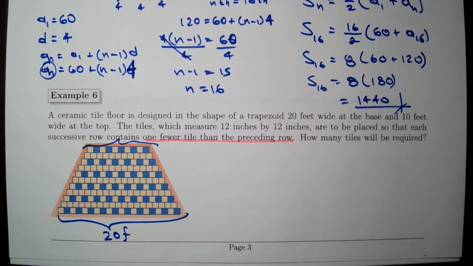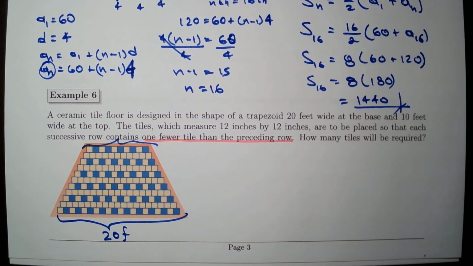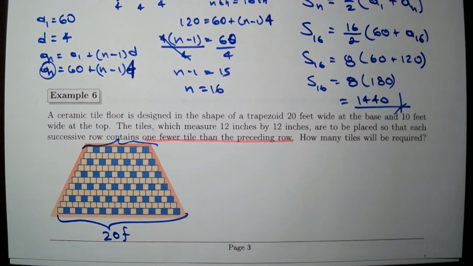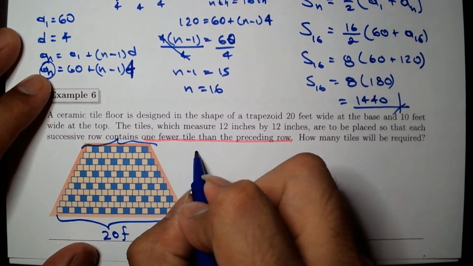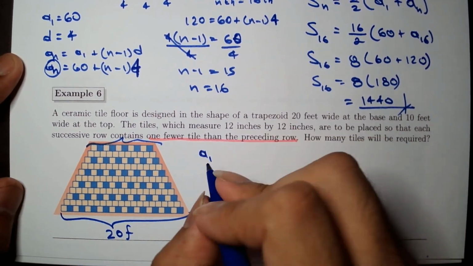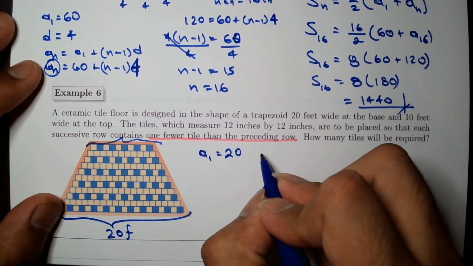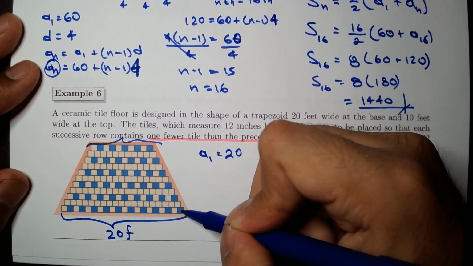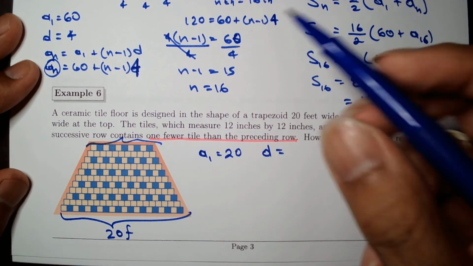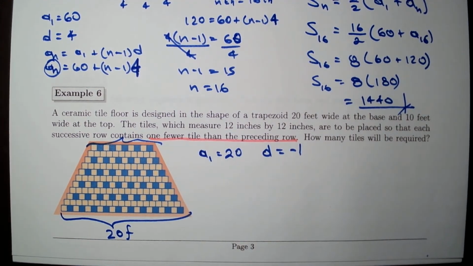But we need to be very, very careful, because the wording may have a huge impact on the sign of the number that we use for this. So it's important to double check. Yes, because it's fewer, a sub 1, the first row, has 20 feet, or 20 tiles, if you will. The common difference: because every row towards the top is going to have minus one tile, or minus 1 foot, because one tile is 1 foot.